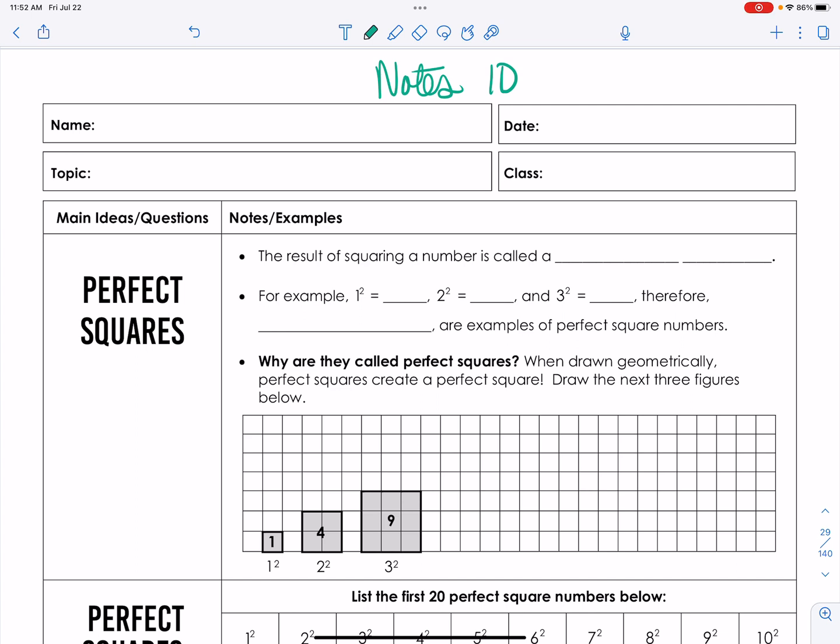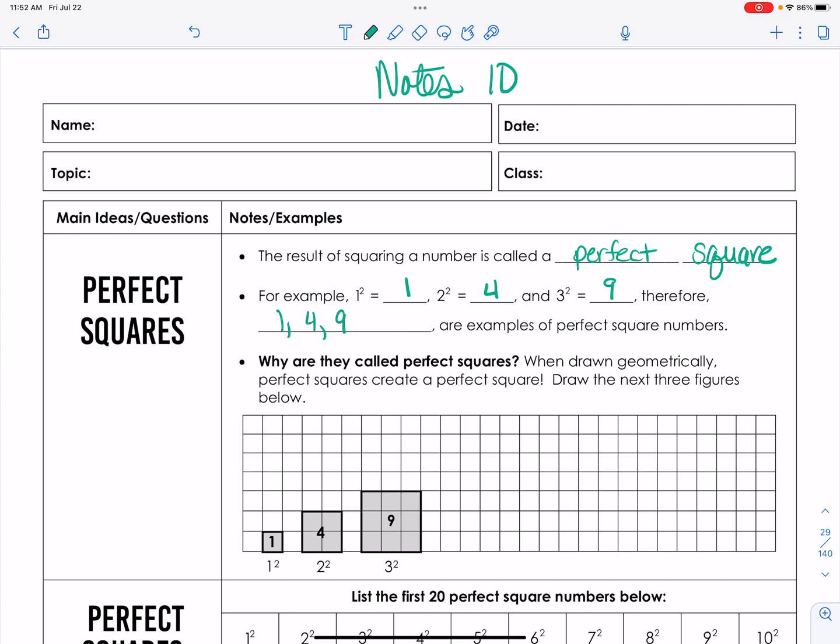So you should know the result of squaring a number is called a perfect square. So you should know the first 10 perfect squares, and I bet you already know a lot of them. For example, 1 times 1 is 1, 2 times 2 is 4, 3 times 3 is 9. Therefore, 1, 4, and 9 are examples of perfect squares. Perfect squares will be really important as you move into algebra because you're going to use them for different things. So why are they called perfect squares?